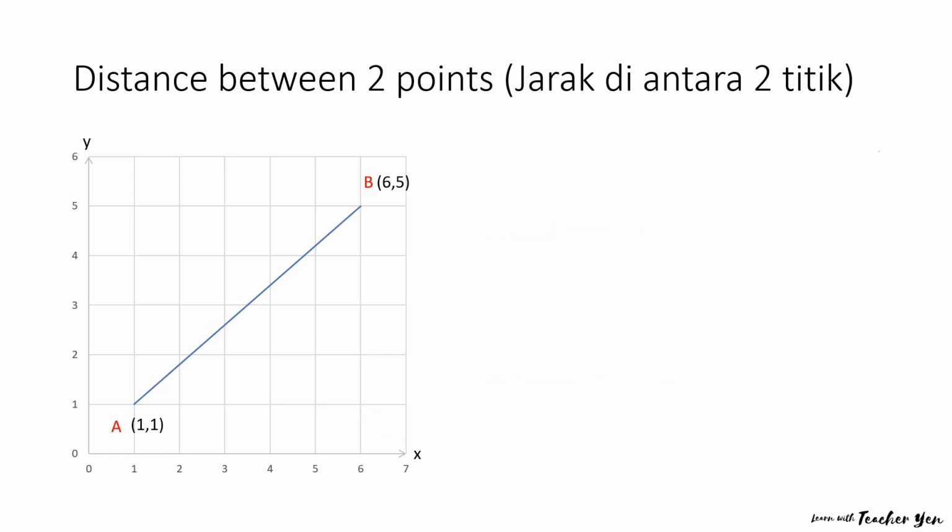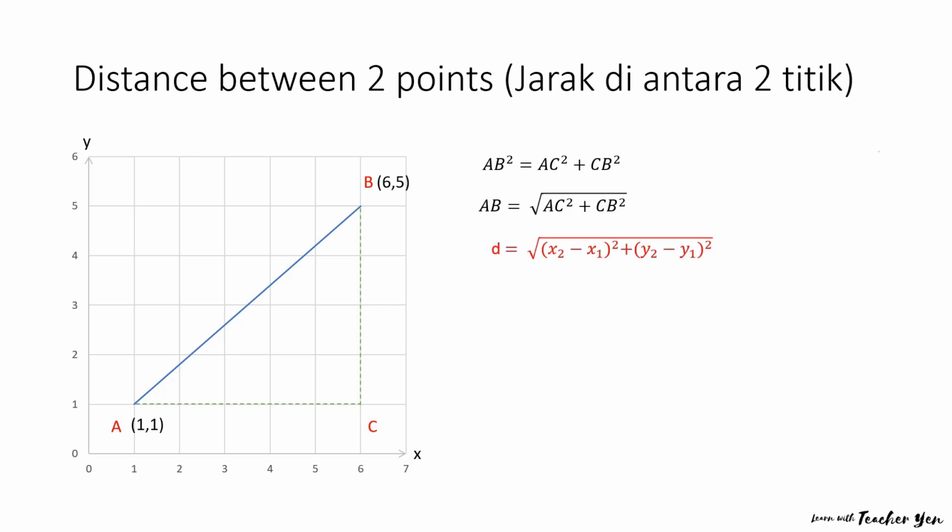How about the distance between AB, which is a slanted line? You can construct a right angle triangle and use Pythagoras theorem to solve it. So AB square will be equal to AC square plus CB square, and AB will be equal to the square root of the number. Or you can use a formula to solve it. Basically, this formula is derived from the Pythagoras theorem. Distance D is equal to the square root of the horizontal distance, which is x2 minus x1 squared, plus the vertical distance, which is y2 minus y1 squared.